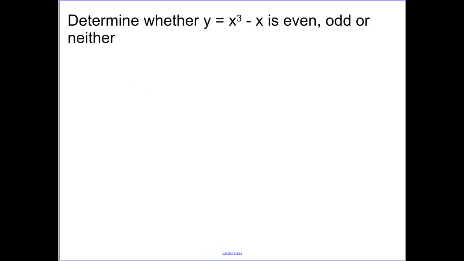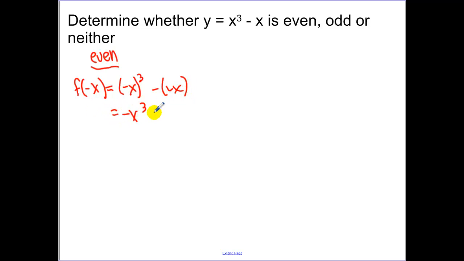Okay, determine whether this function is even, odd, or neither. So I'm going to first test even. So I find f of negative x. So I plug in negative x wherever I see an x, which equals negative x cubed plus x, which is the same thing as negative x cubed minus x. Now, this is f of negative x. Is it even? No.